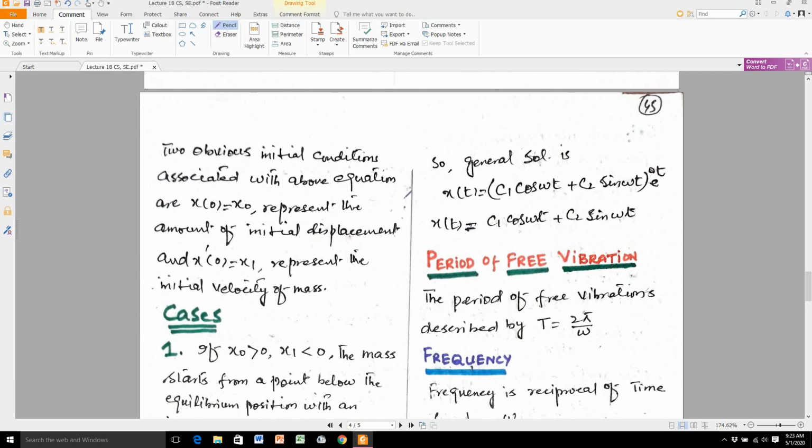So the general solution is x of t is equal to (c1 cos omega t plus c2 sin omega t) into e raised to power 0 t, and after simplification we get x of t is equal to c1 cos omega t plus c2 sin omega t.